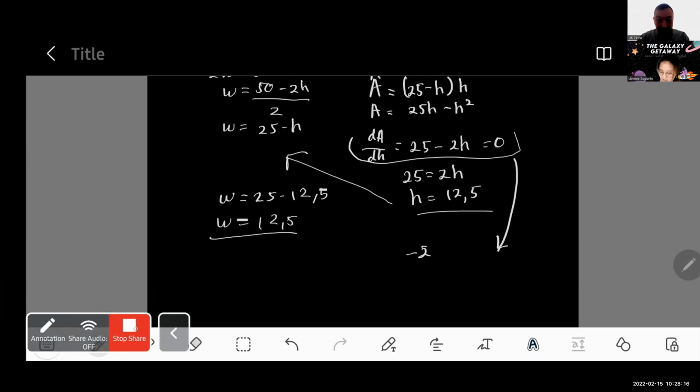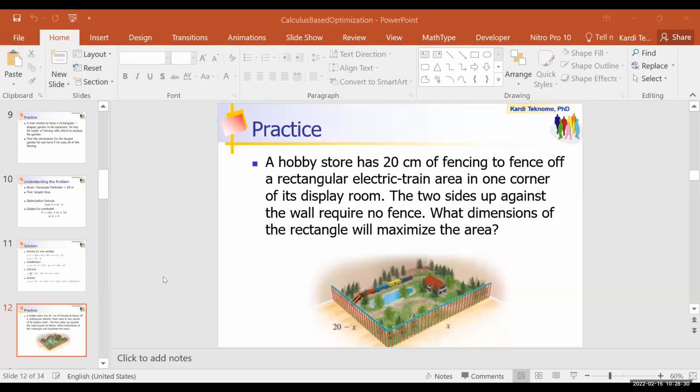Okay, let's take another practice. So now we have something like this. This is a hobby store with 20 centimeters of fencing, to fence off a rectangular electric train area in one corner of its display room. Two sides up against the wall require no fence. So the question is, what dimension of the rectangle will maximize the area?